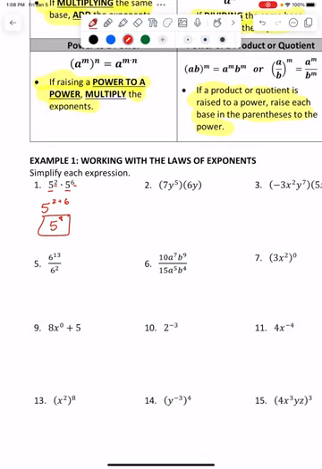7y to the 5th times 6y. So in this case, remember, this is all being multiplied together. So we have 7 times 6 times y to the 5th times y to the 1st. So 7 times 6 is 42. Y to the 5th times y to the 1st. Same bases being multiplied, so we add, and we get 42y to the 6th. Okay?